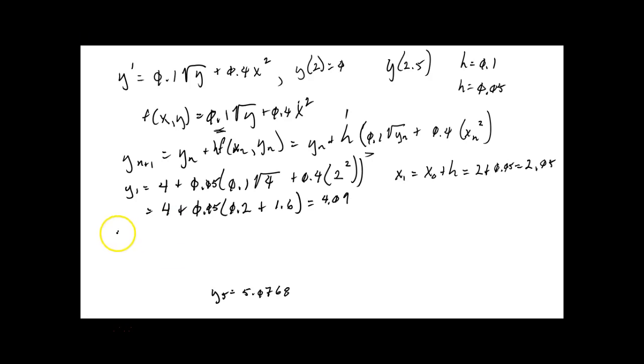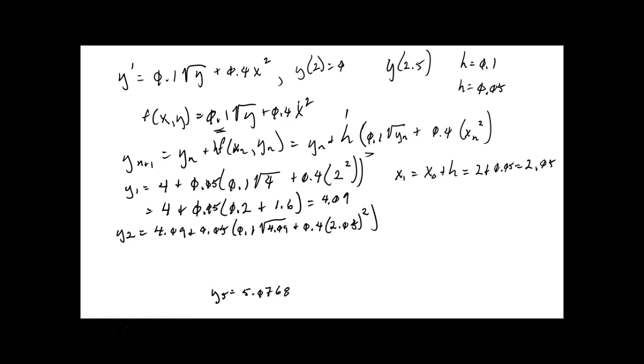All right. So the Y2 in this case is going to be the 4.09 plus, again, 0.05 times 0.1 times the square root of 4.09 plus 0.4 times your new X, which is 2.01. No, 0.05, sorry. 0.05 squared. All right. So there is my new calculation.